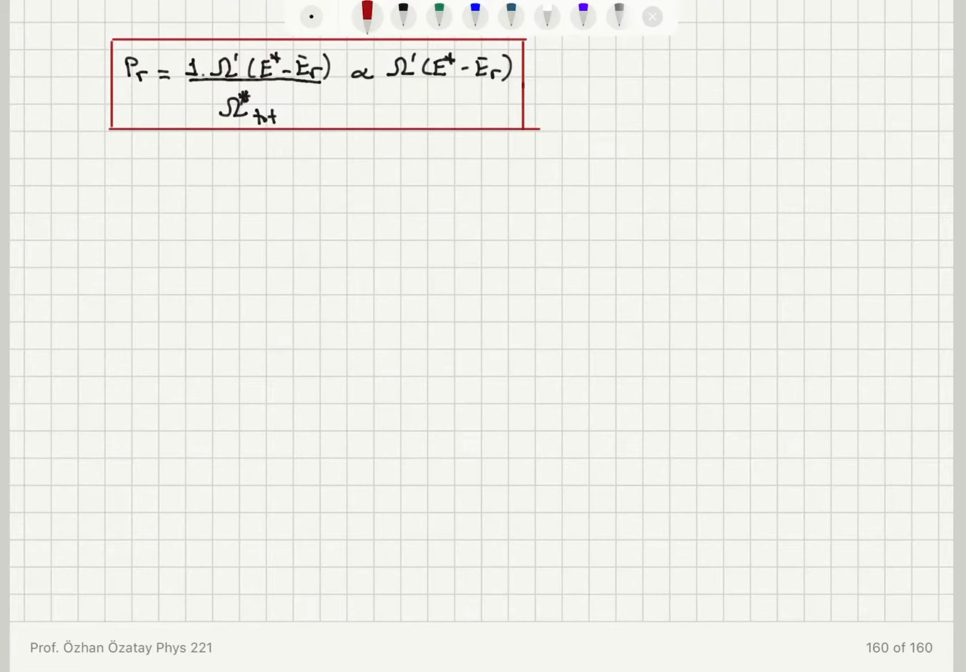So let me note here, this is due to the postulate of equal a priori probabilities. So each accessible state has the same probability, 1 over omega star for the total system accessible states. So I just count the total number of accessible states for a scenario and divide it by the number of accessible states to the system A star. That gives me the probability of that scenario.